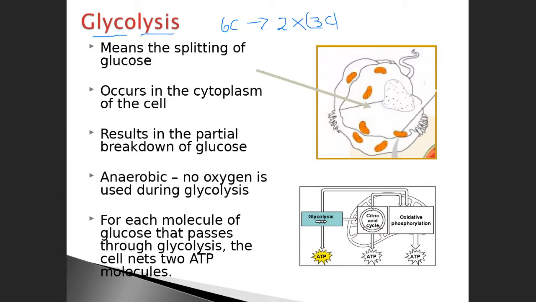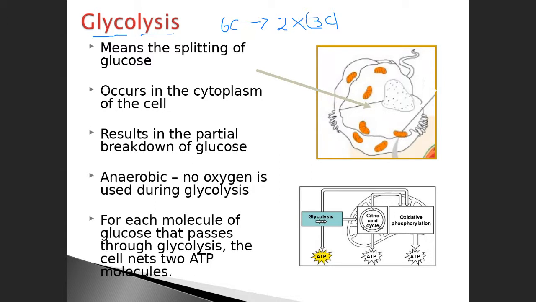Glucose. And in order to get the process started, the cell has to expend ATP. How many ATP does it have to use? No, it has to use 2 to get started. In the process, 11 enzymatic steps.